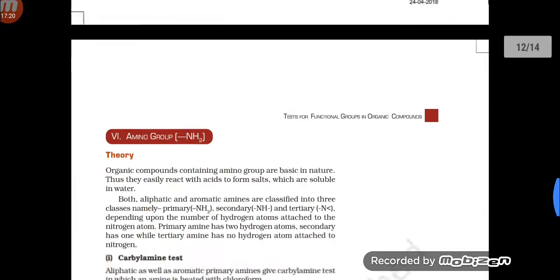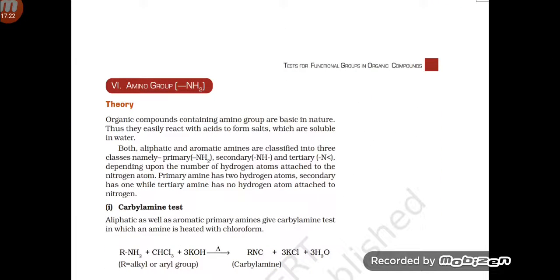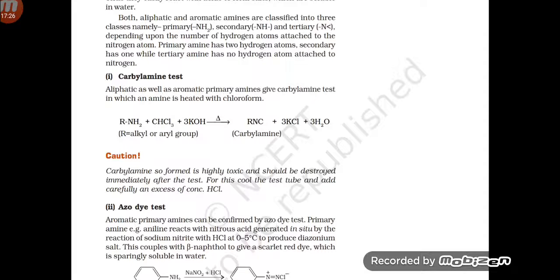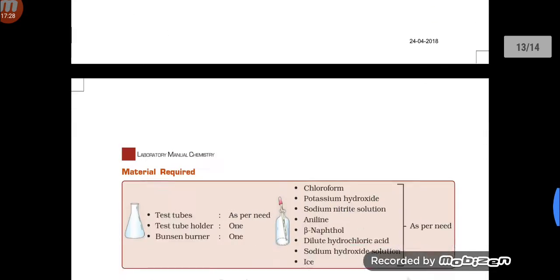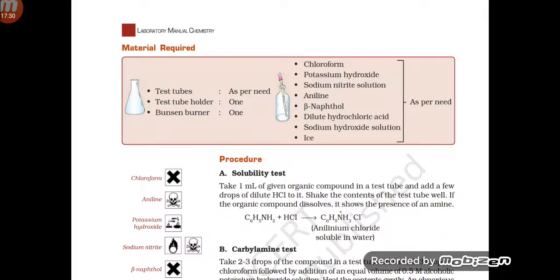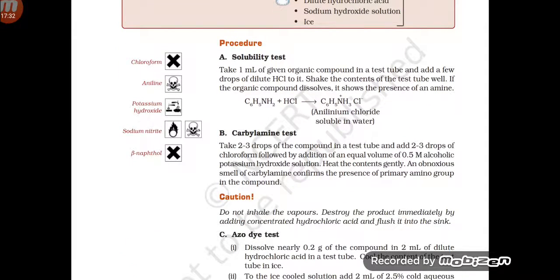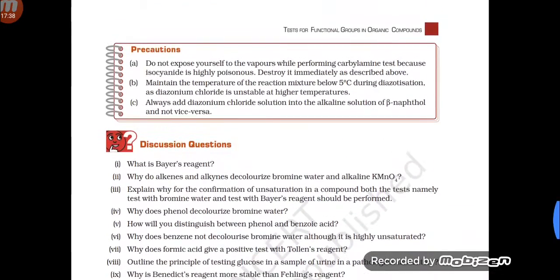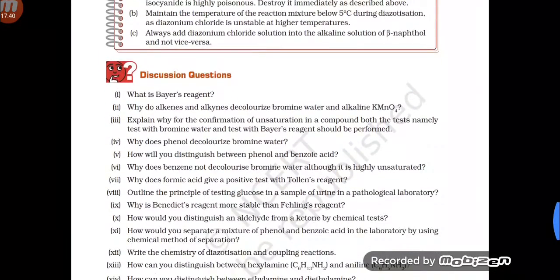Okay, then the amino group, which is basically the first thing is carbylamine test, then the azo dye test, and then the solubility test, carbylamine test, and azo dye test. These are the 3 tests in the part of COOH, carboxylic acid. So now what is the discussion?